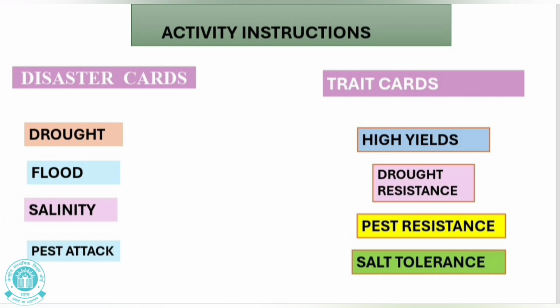You can give or make them write disaster cards randomly, showing or written some disasters like drought, flood, salinity, pest attack, low soil fertility. Give trait cards showing traits like high yield, drought resistance, pest resistance, salt tolerance, short duration, high nutritional quality.